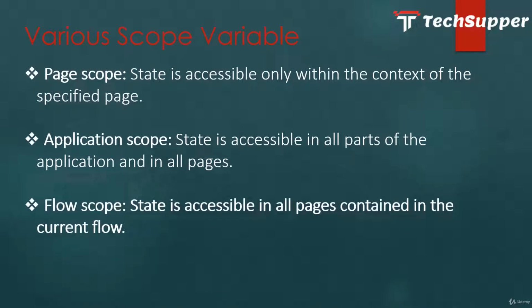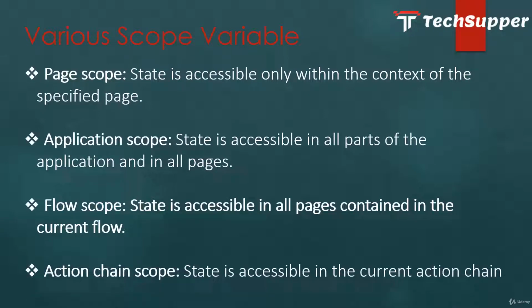Another scope is flow scope. State is accessible in all pages contained in the current flow. In VBCS, you create different flows, and under a flow, you create different pages. If you have created a variable under a flow and there are 3 pages inside the flow, then this variable will be accessible throughout all the pages inside the flow. You can change the state of the variable in each and every page, and you can use it in another page inside the flow.